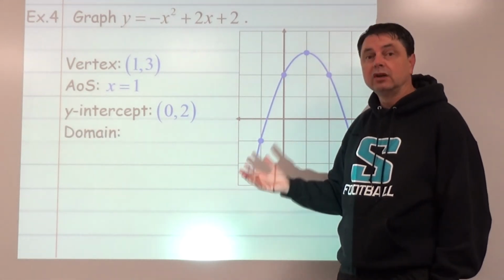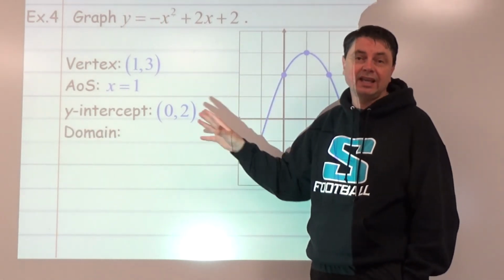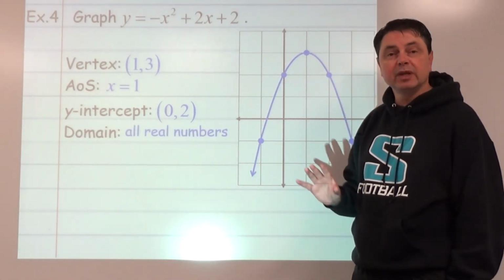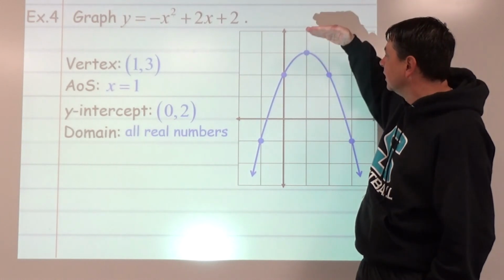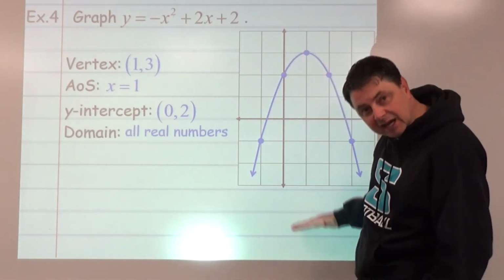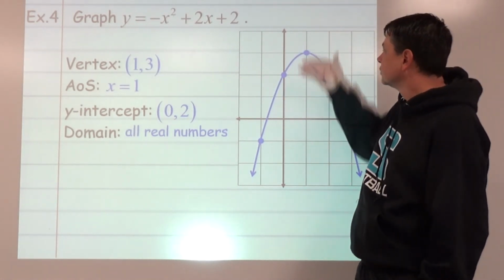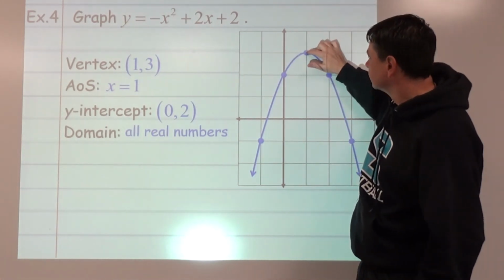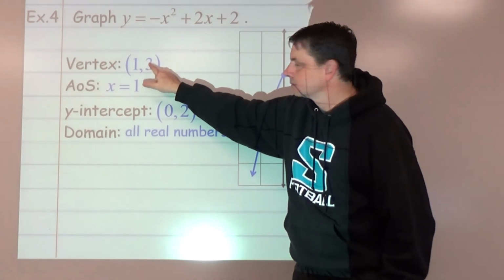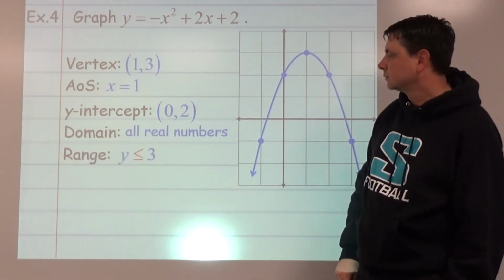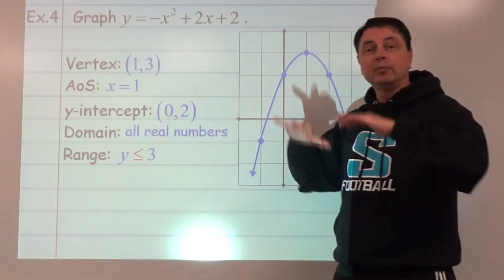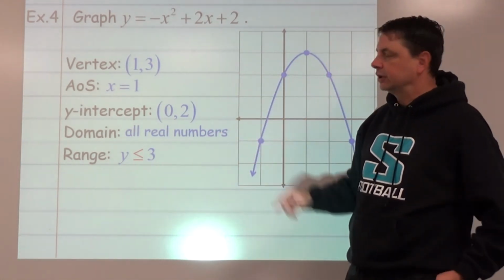Domain. We can still plug in any values for x. It's all real numbers. Range is going to be a little bit different because now we're talking about here and down for the range. So y is less than or equal to 3. It's going down, so 3 and below, less than or equal to 3.